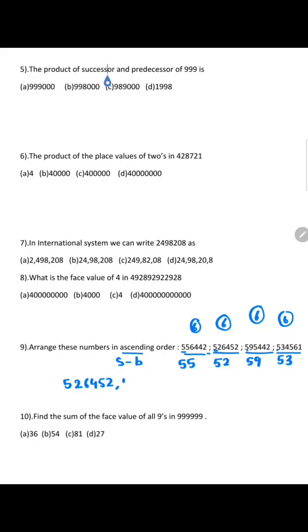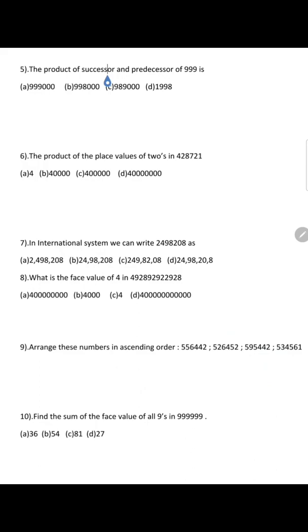Second number will be 5,34,561. The third number will be 5,56,442. And the last number will be 5,95,442. So this is how you have to arrange the numbers given in the form of ascending order.